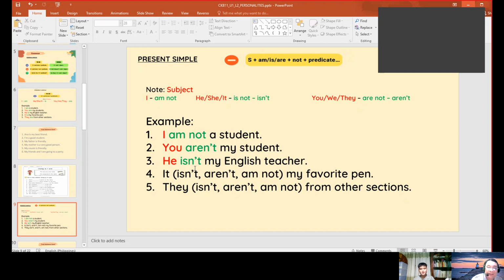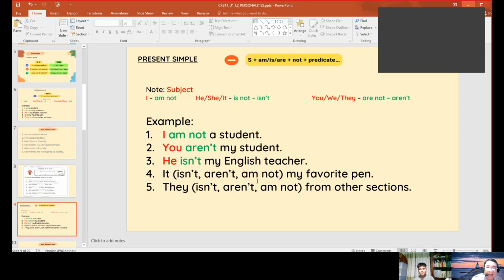Because the subject is he. Very good. We close the "not" and we have "isn't". Is not, the short form is isn't. Very good. Okay. Now let's try to answer this one. What do you think would be the correct answer for this?